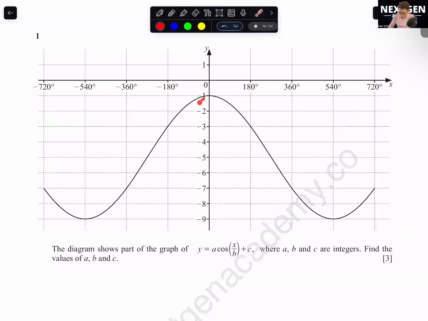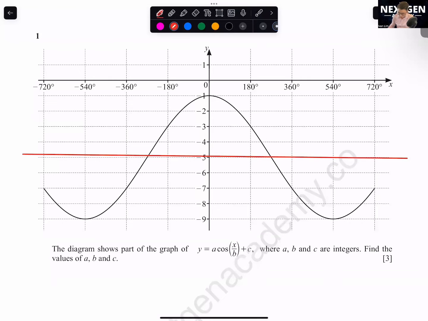If you don't know where the middle is, you look from -1 to -9. Where is the middle? -1 to -9, correct? The middle is -5, right? So what I want you to do is use your ruler and draw a line at -5 here.